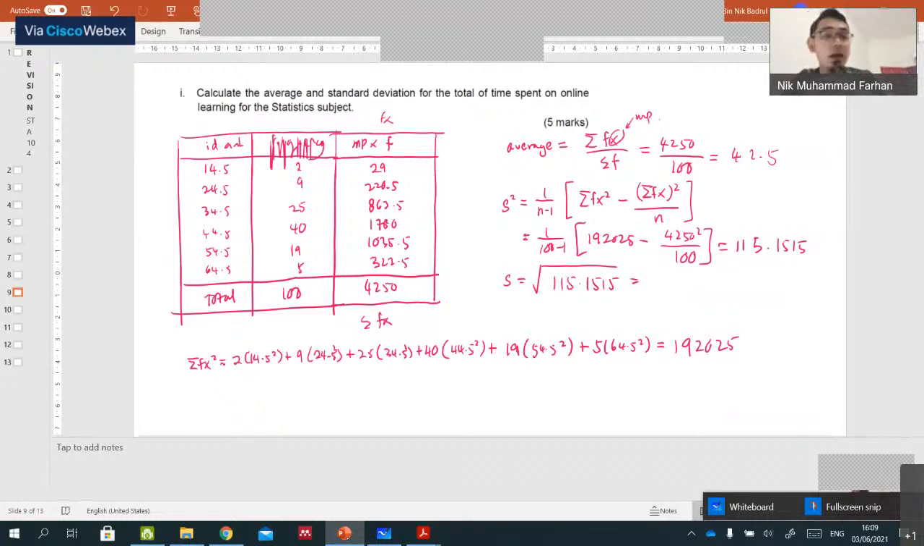So to find S, you have to find the square root of 115.1515. Okay, ambillah square root dia, you akan dapat 10.7309. Okay, so this is the answer lah for standard deviation. Dapat like this. You have to show square lah. Nak menggunakan table pun boleh. Cari x square dan fx square.